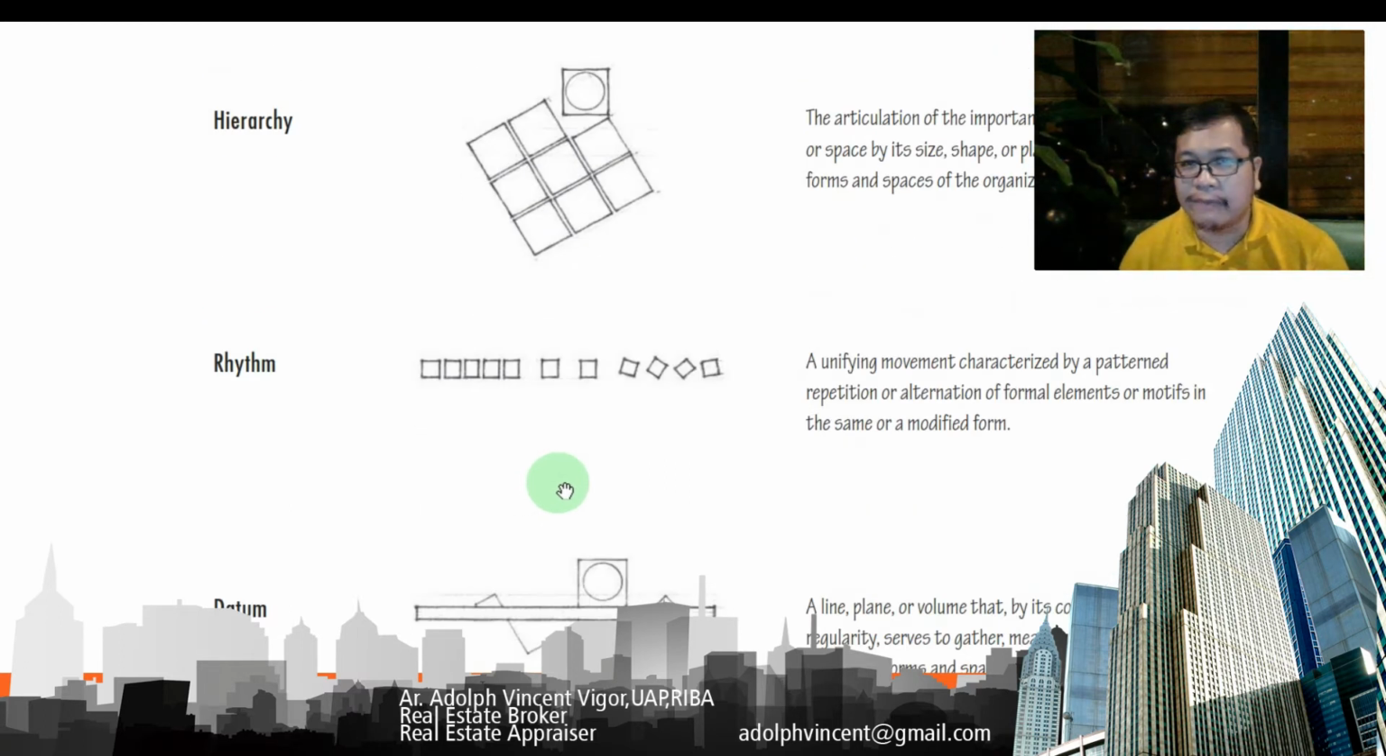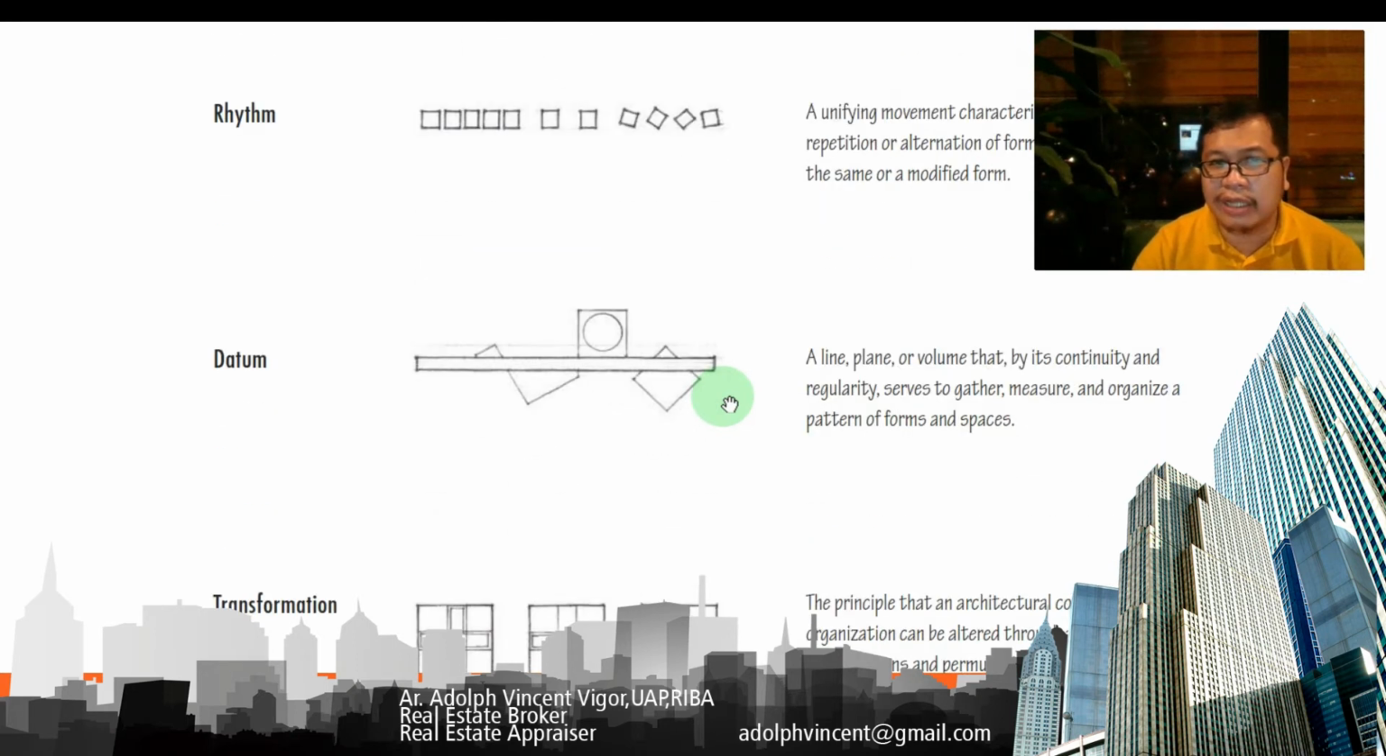So the next is rhythm. So rhythm is a unifying movement characterized by a patterned repetition or alteration of formal elements or motif in the same or a modified form. Okay. As you can see, guys, this is a square, okay? But you can see that there is movement, okay? Then it becomes more regular as it goes here. So this is what you call rhythm. So the same element moving through repetition or alteration of formal elements. So that's rhythm.